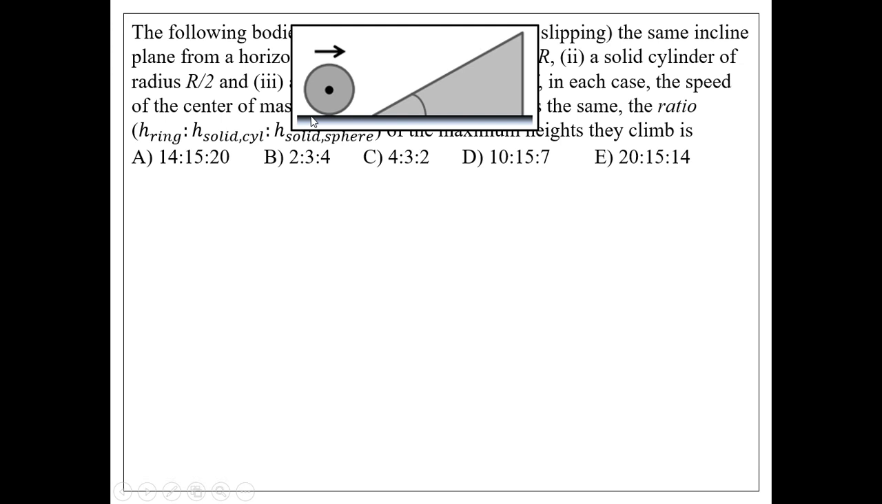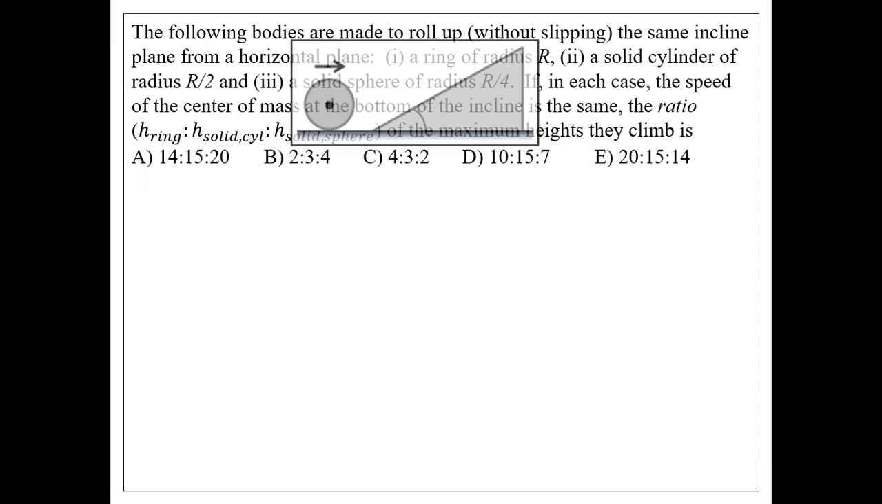Initially, it's moving horizontally and it's rolling, so therefore it has to have two forms of energy, a KE linear and a KE rotational. And as it rolls up the ramp, it'll slow down and eventually come to a stop. All right, so it's going to reach some sort of maximum height at that point. So I'm gonna take the visual away for you.